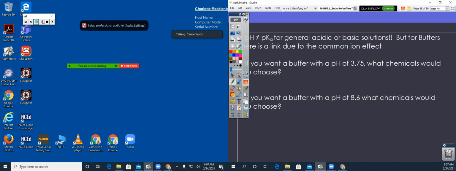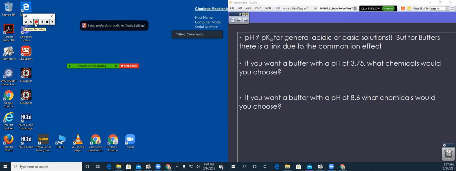Pause the screen. Okay, so just in general, pH does not equal pKa if it's a general acid-base solution. The only time it's close is for a buffer because of the common ion effect. So pKa is close to pH only for buffers.